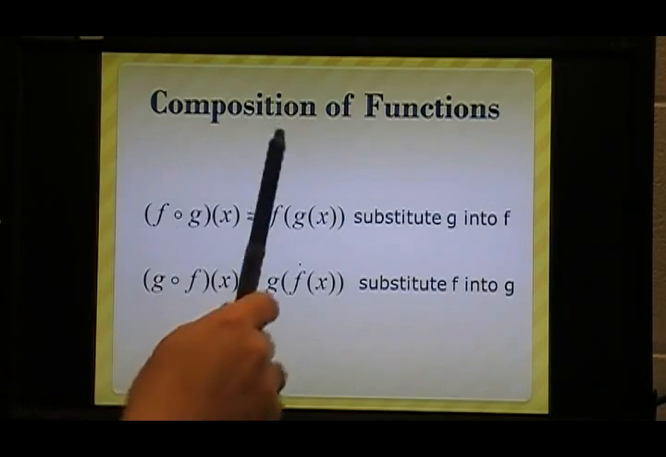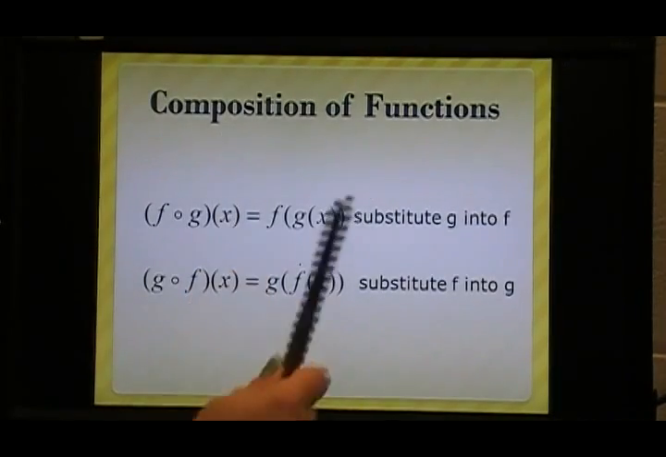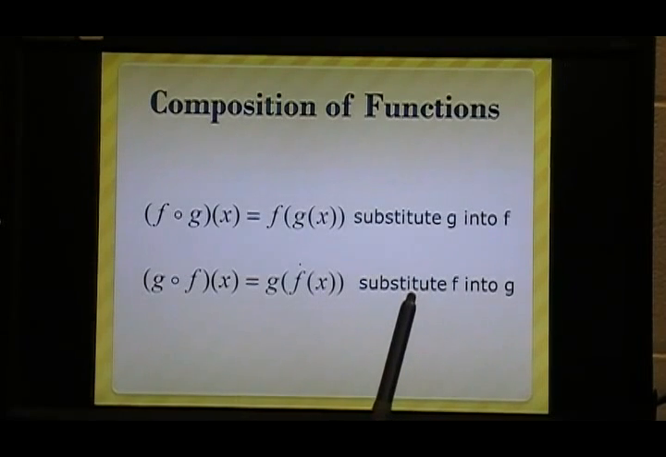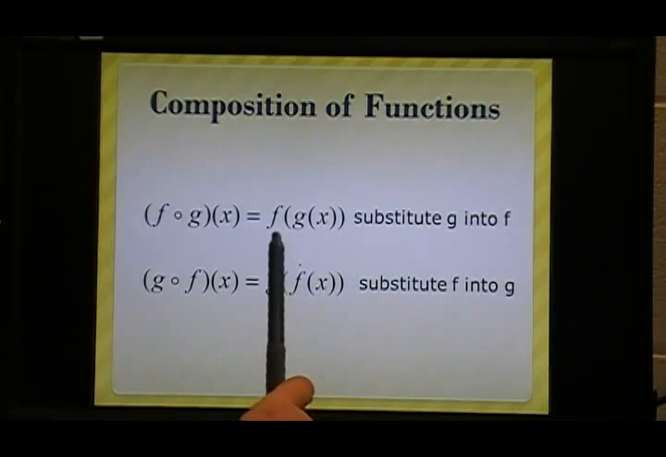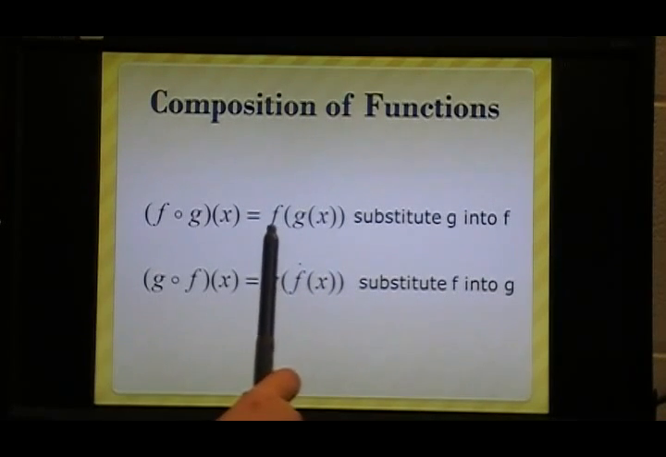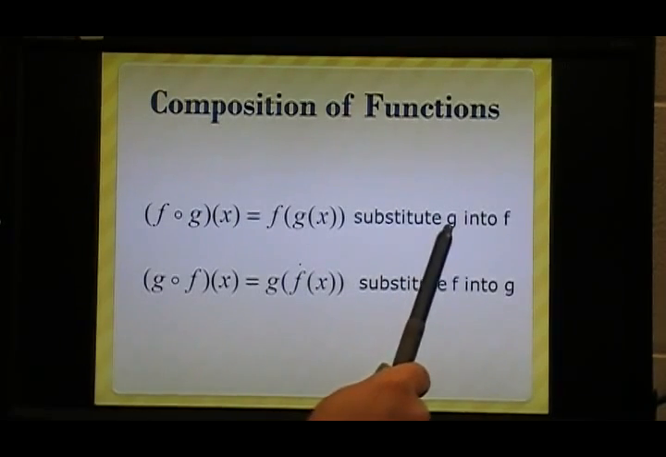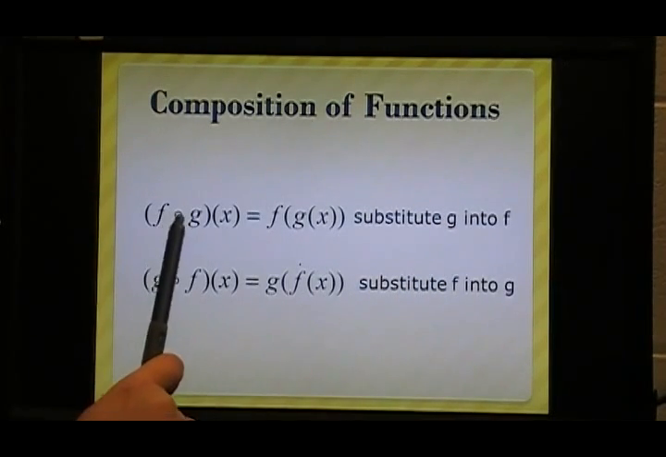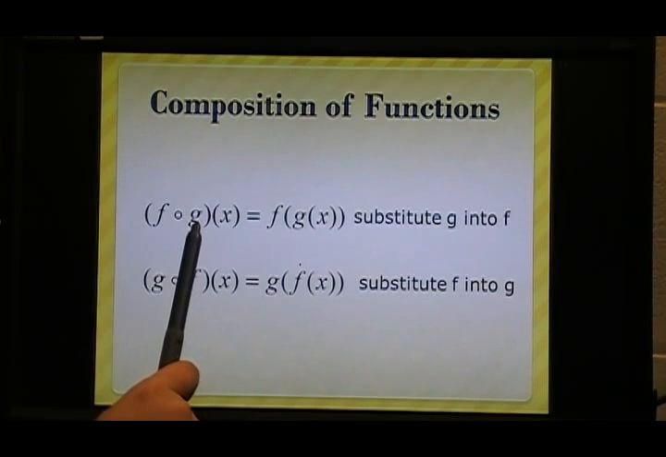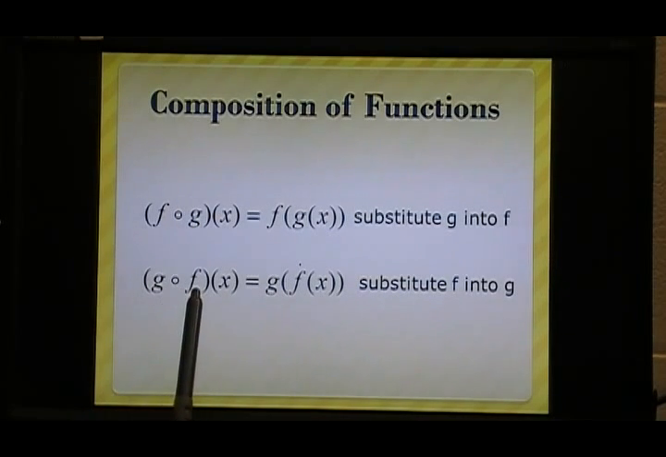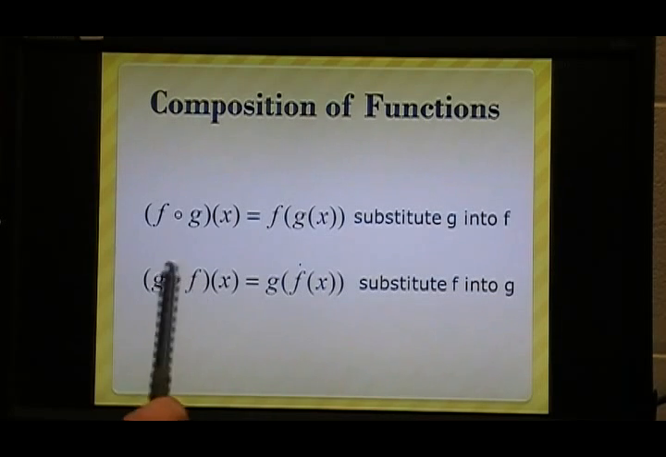So when we're looking at a composition, we're basically taking one function and substituting it into the other. We're composing one of the other, making one up of the other one. So if we ask you to find f of g of x, you will be substituting g into f. F composed of g means substitute g into f. G composed of f means substitute f into g.